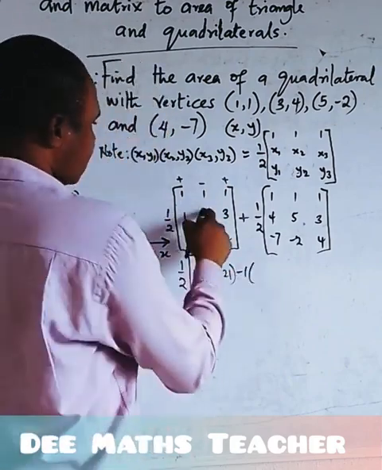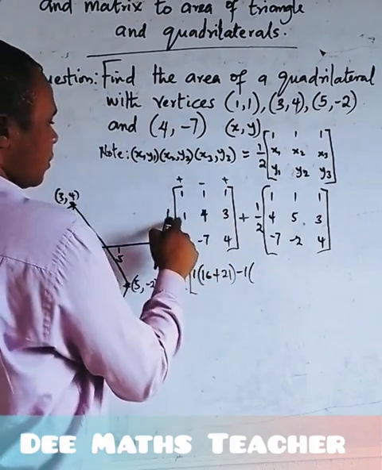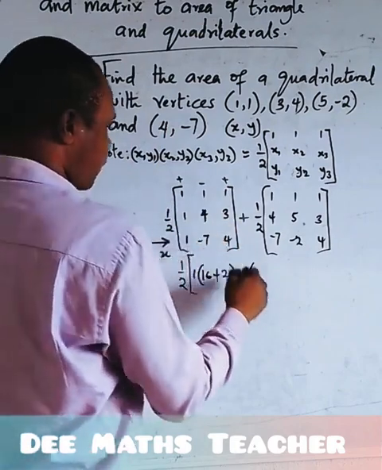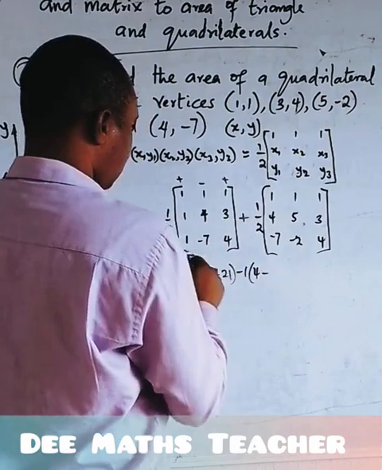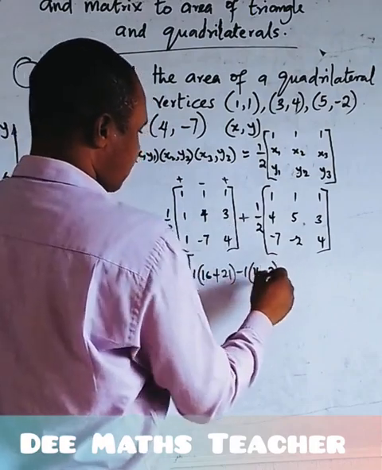Then we open the bracket. We leave this column and this row. We multiply this one and this one together. So 1 times 4 will give us 4. Minus 1 times 3 will give us 3.